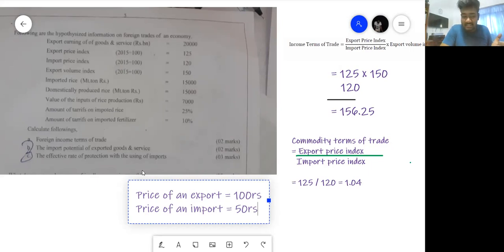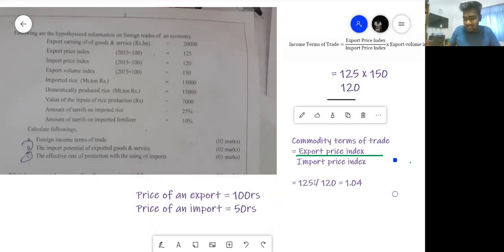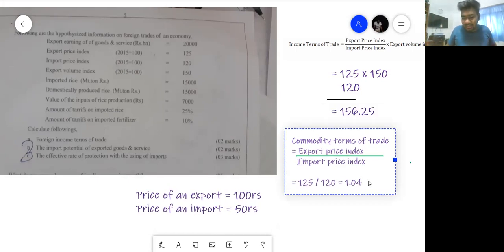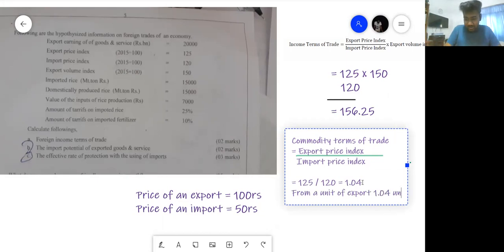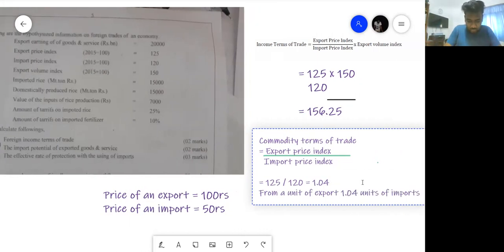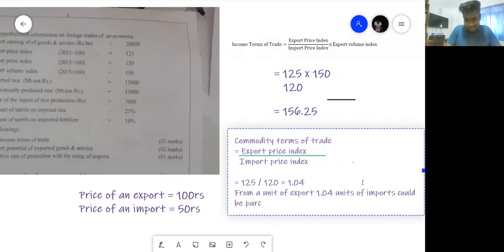So that is what they're asking here, guys. That is your import potential of export goods. From your exports, how much of imports can you buy? My export is 100 rupees, my import is 50, so if I export one good, from the money I get, I can import two goods. Same story here, only they're giving different numbers, 125 and 120. So you can import 1.04. At the bottom, you can say: from a unit of export, 1.04 units of imports could be purchased.